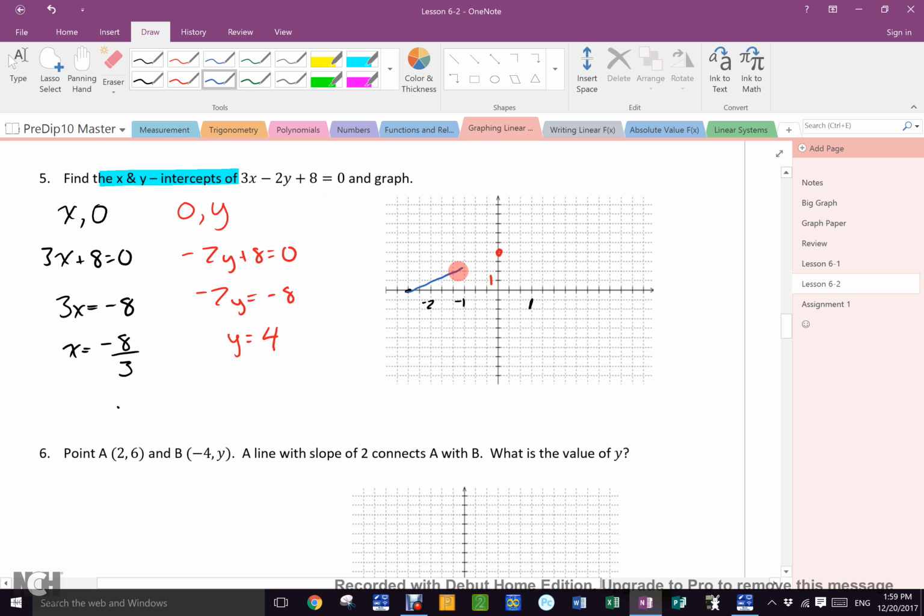Everybody cool with that? And then I would draw the line. Does everybody understand what I've done here? How come you're allowed to do that? Because you're in charge of the graph. It doesn't ground you or put you to bed. You get to draw it how you want. Is this point 0 on the x-axis and 4 on the y-axis? Yes. Is this point -8/3 on the x-axis but 0 on the y-axis? Yes. I can change the scales.